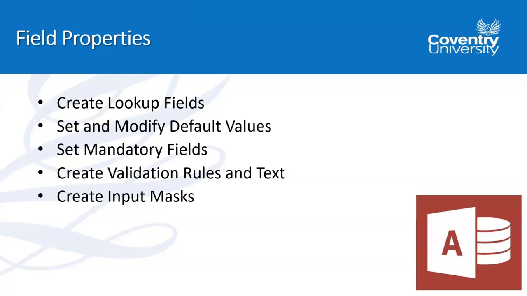So this area is going to be about field properties. As you can see by the list, we're looking at creating lookup fields, default values, mandatory fields, validation rules and text, and input tasks. This is all to do with how your fields look when you're in datasheet view. Your input puts information in, and this decides how that information looks, what's allowed, what isn't allowed. So it's a way of keeping control over that information.